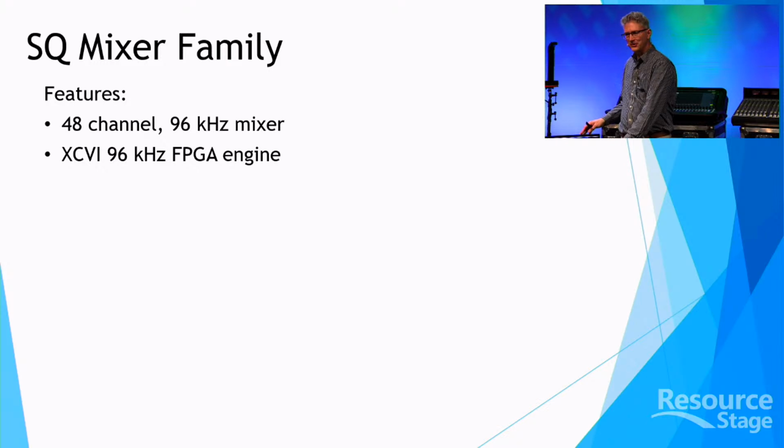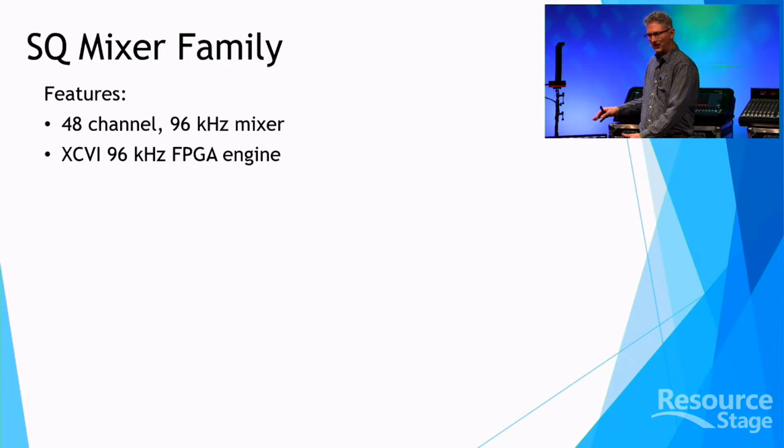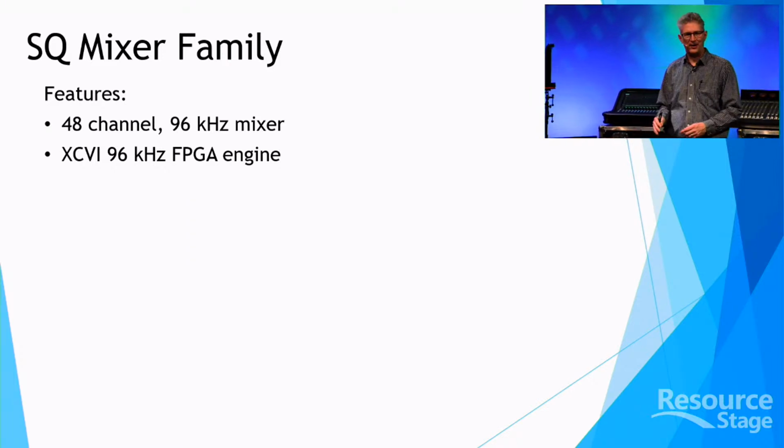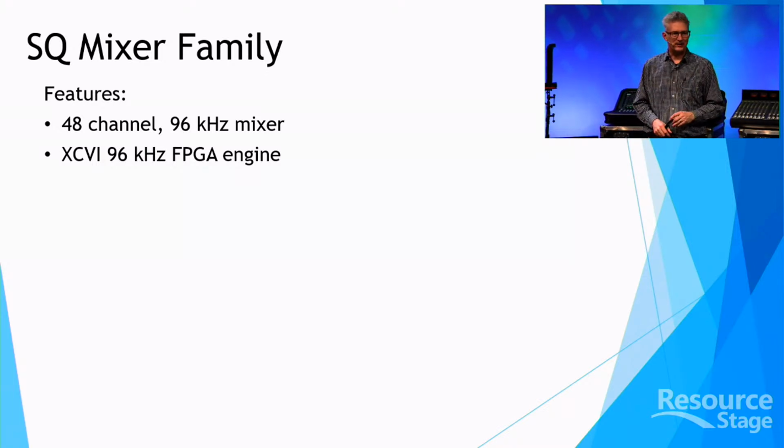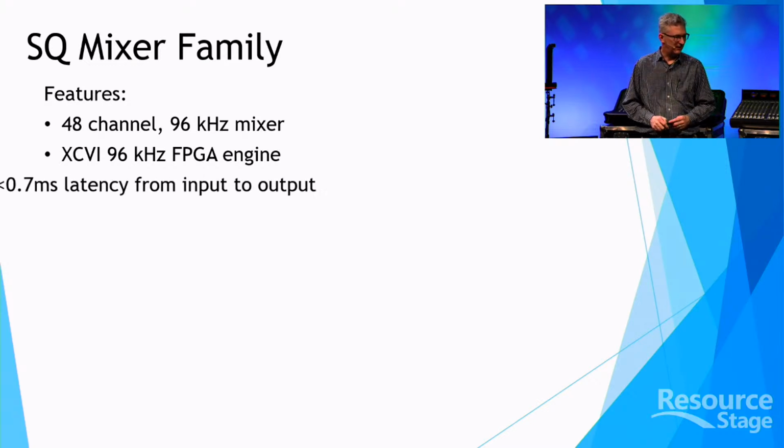And one of the real selling features of some of the Allen and Heath series, the SQ, the Avantis, and the dLive, are all based on this particular chip, the XCVI 96 kilohertz FPGA engine. So it's basically a processing chip in the mixing console that has been custom programmed by Allen and Heath so that the mixers can operate in an optimal way. We're going to get a little bit more into that.